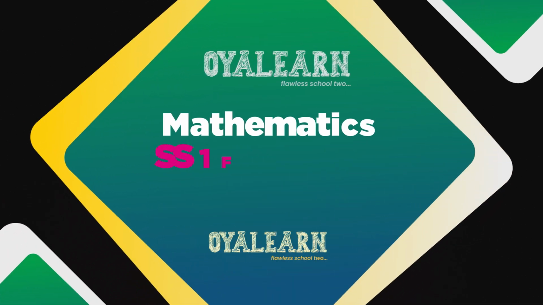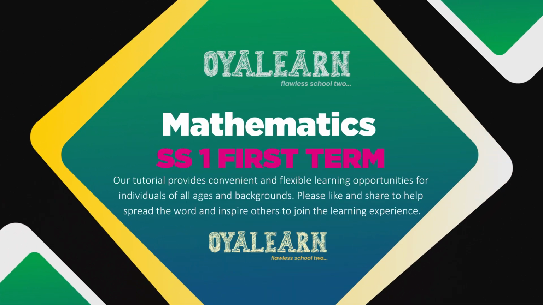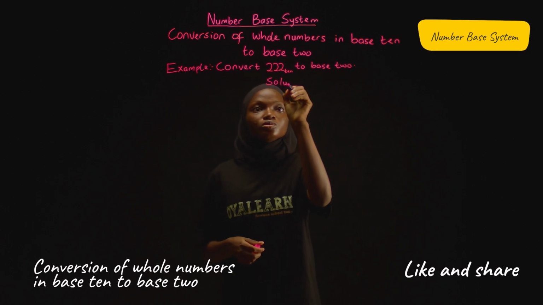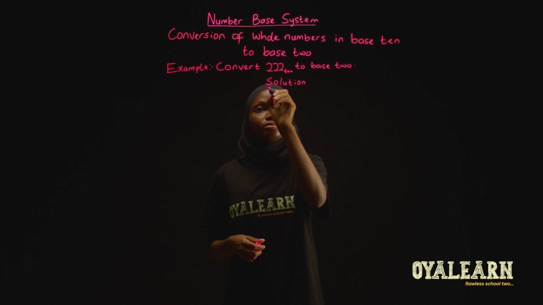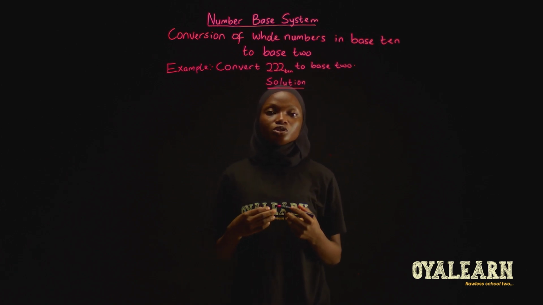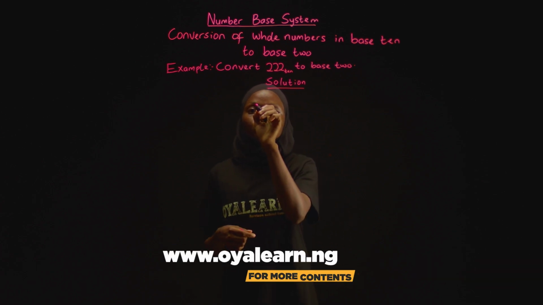Let's learn how to convert 2 base 10 to base 2. Solution. To do this, we divide repeatedly by 2 until further division is no longer possible. And how do we do that? We draw a table first.